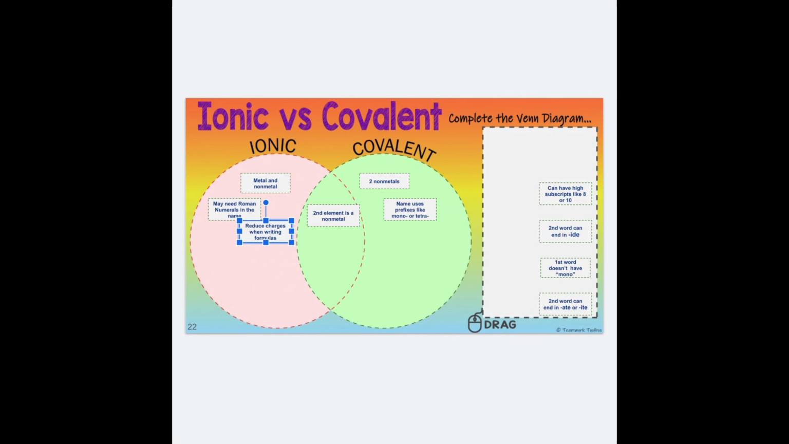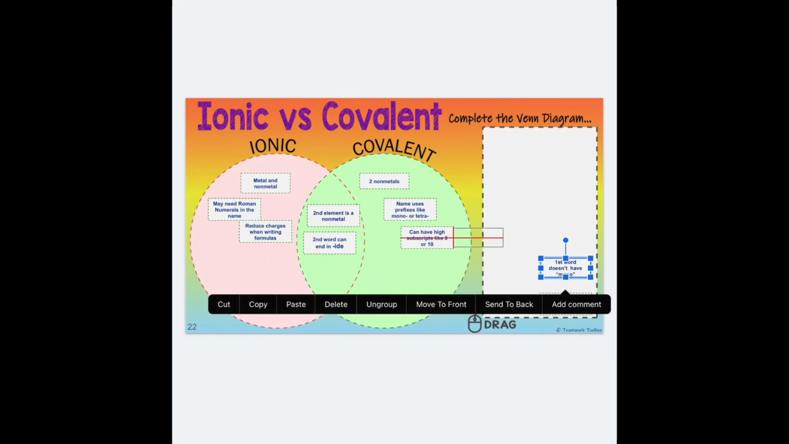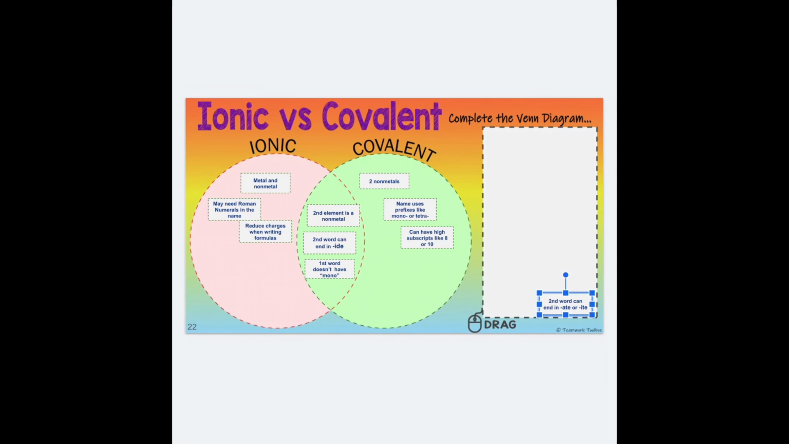Have high subscripts like 8 or 10. That is only for covalent. You never really have them. Well, no, that's only going to be covalent. So I'm trying to think of a scenario where you would have a subscript that high. Second word can end in ide. That is both of them. First word doesn't have mono. That's both of them, yeah. Second word can end in ate or ite. That is only ionic. Okay.